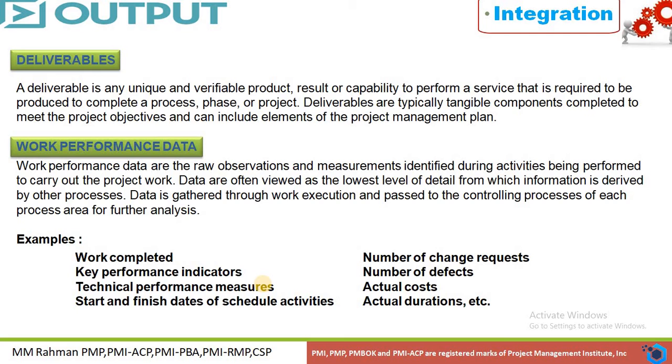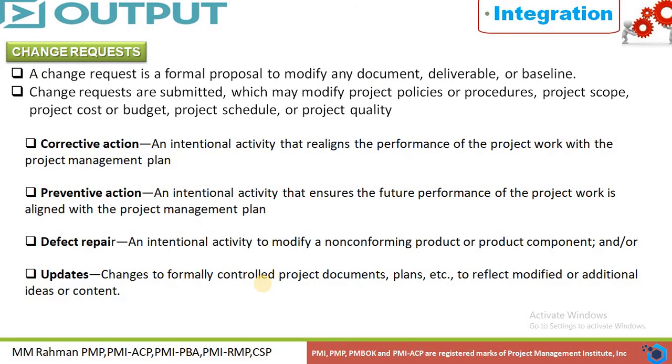The example work performance data is work completed, key performance indicator, technical performance measurement, start and finish date of the scheduled activities, number of change requests, number of defects, actual cost, actual duration, etc. Then the change request. The change request is a formal proposal to modify any document, deliverables or baseline.